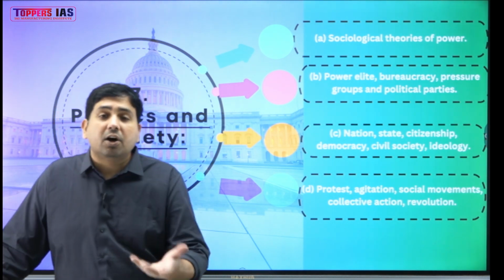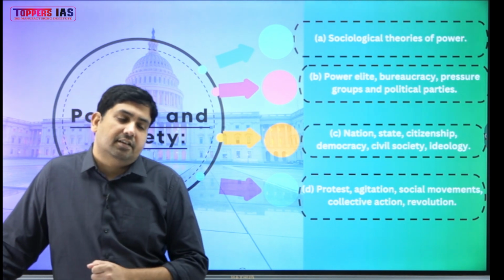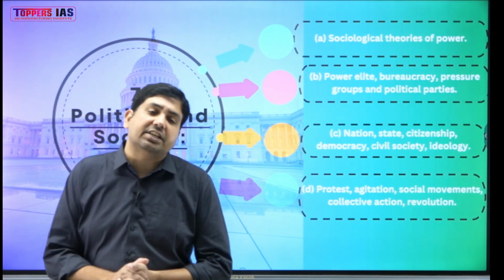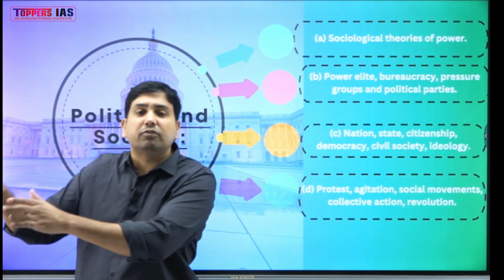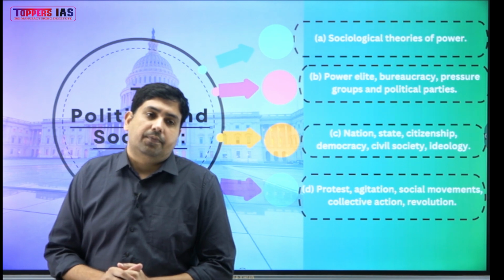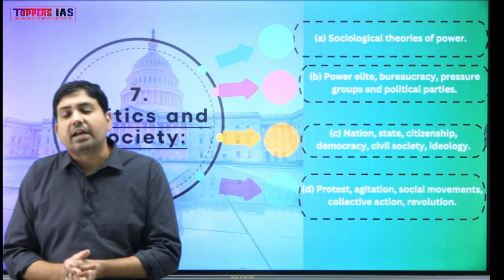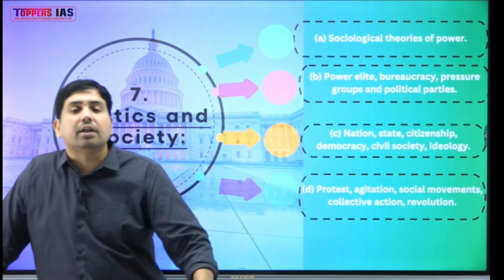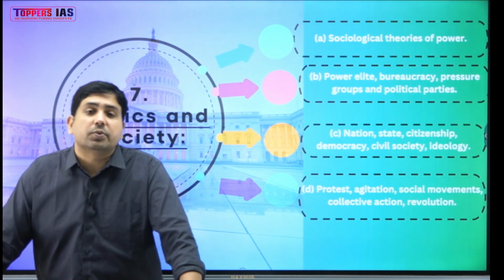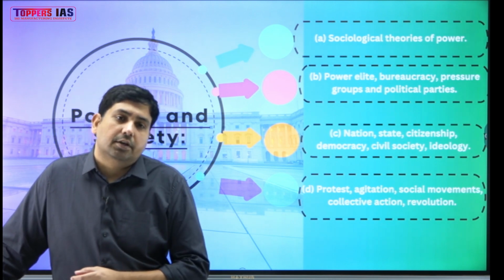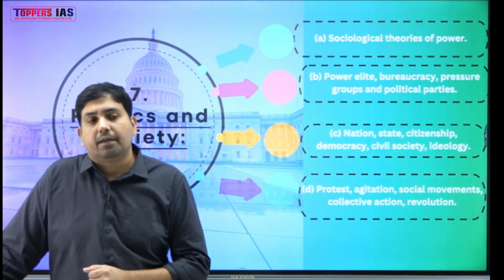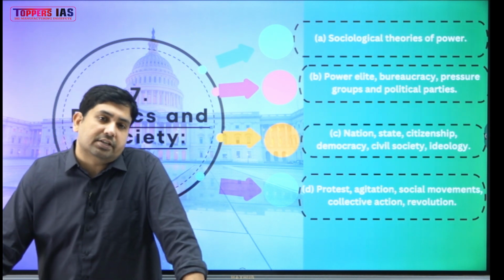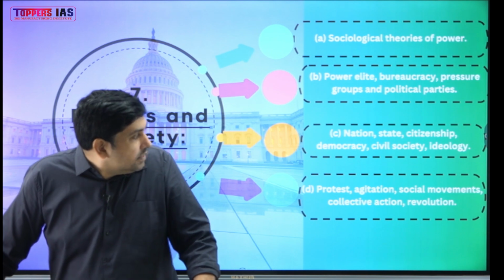Then civil society. This is the arena of voluntary associations and organizations that exist independent of the state and also independent of the market. It represents various interests and can influence public policy in its own favor. So NGOs, environmental groups, human rights organizations, community associations, even religious groups come under this concept of civil society. Clear?